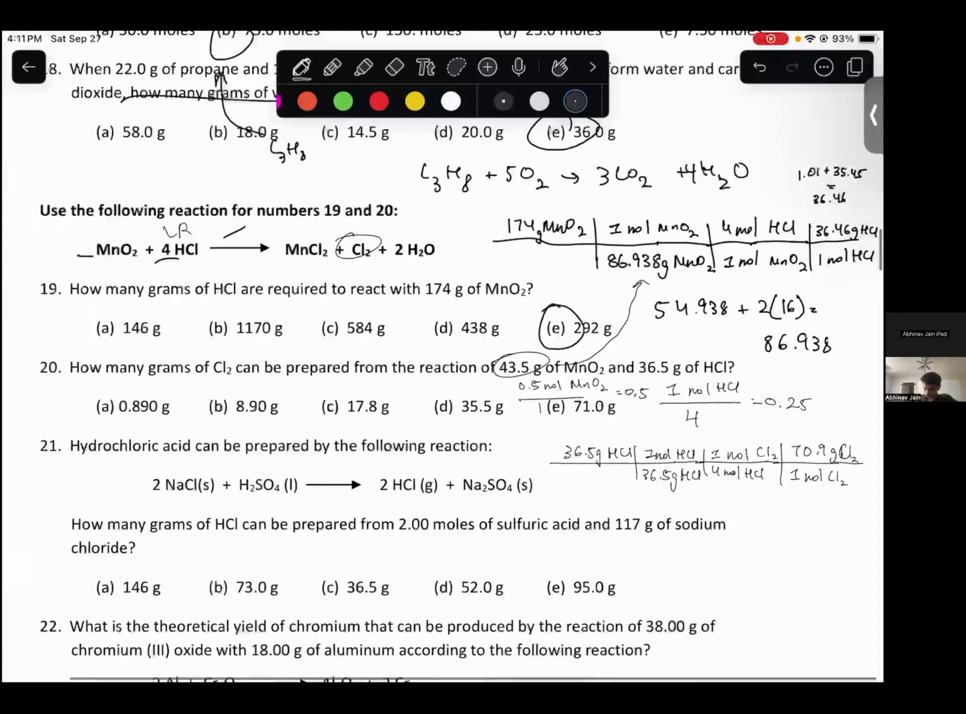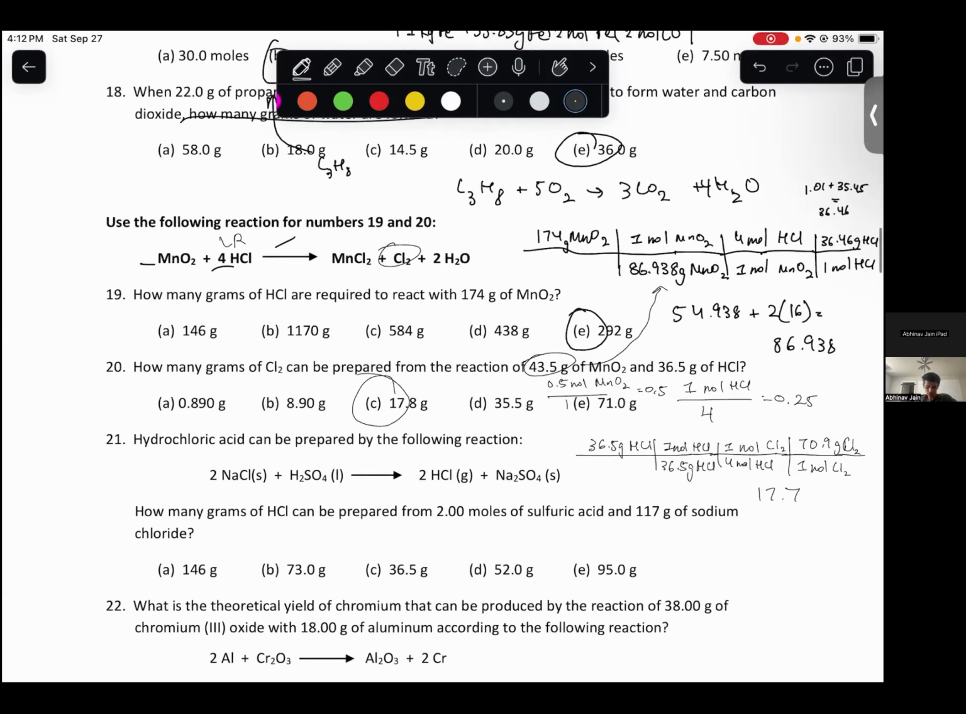Let's just multiply all this out. Times 36.5 divided by 36.5. That's going to be 17.7, so around 17.8 grams. That's going to be 20. 20 is going to be C.